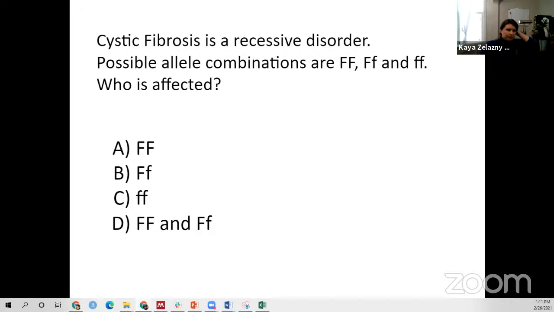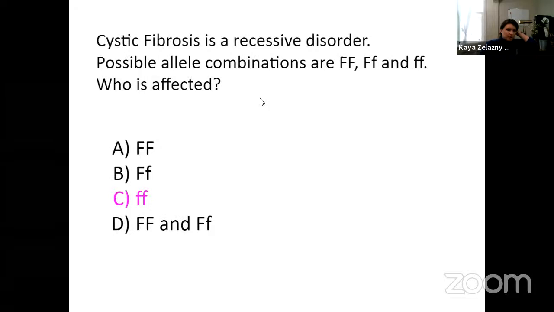Okay, looking good. Yeah, so when we talk about recessive disorders, I'm going to end the polling real quick. Okay. So when we talk about a recessive disorder, and in this case, we're talking about a recessive autosomal disorder, the only individuals that you'll see affected by the actual disease are the homozygous recessive individuals. So that's answer C.